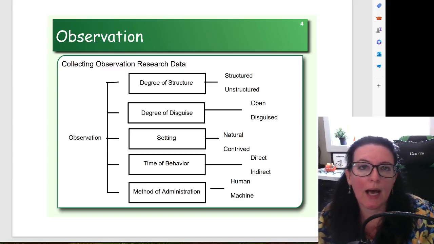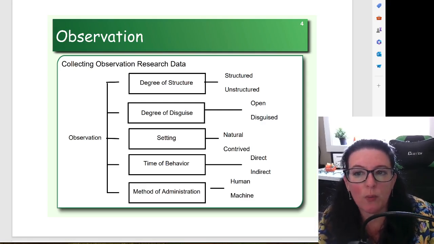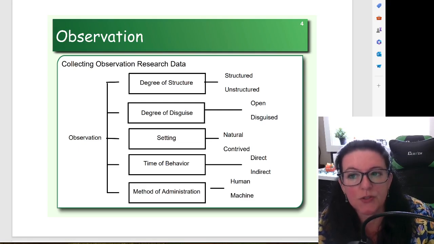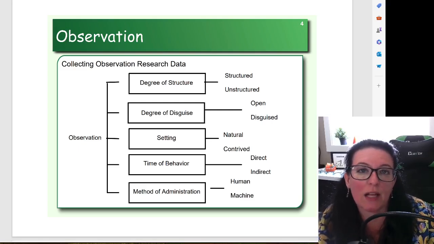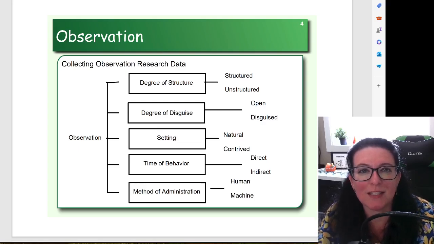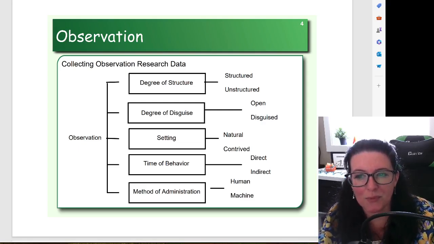We're continuing to look at how to set up an observational research project. In the previous video, we looked at the degree of structure. So is it structured or unstructured? Are we simply writing down everything we observe? Or have we created a checklist of observations and times we want to collect because we know enough about the process and what people do in order to look for it in our observations?